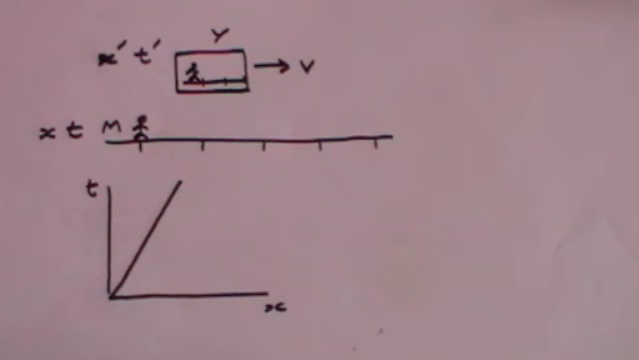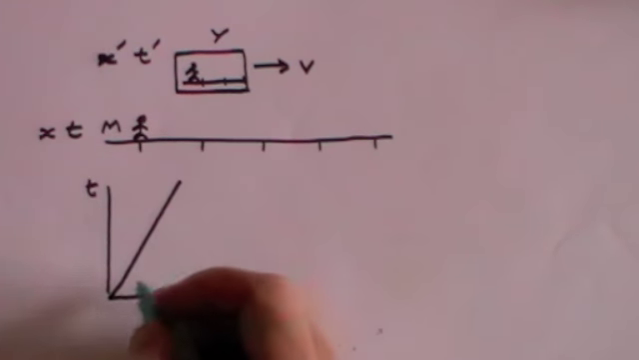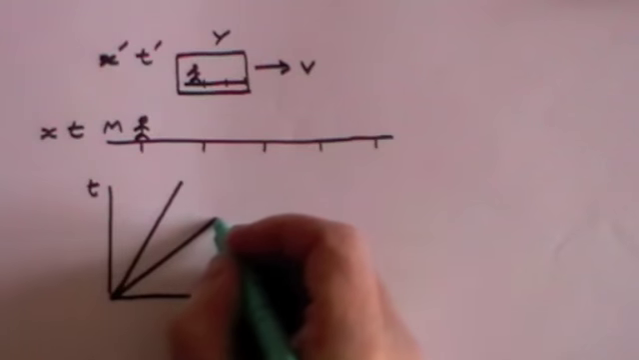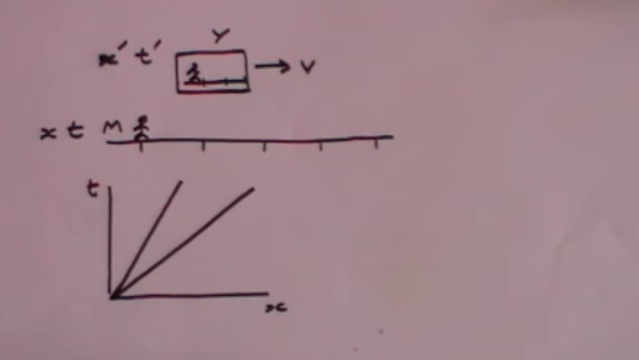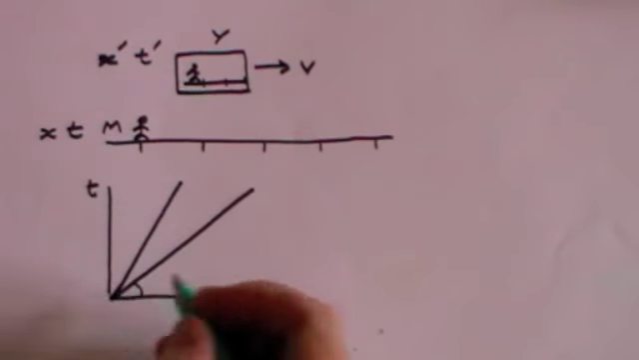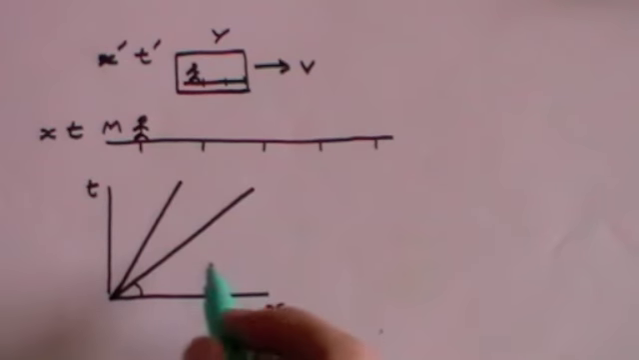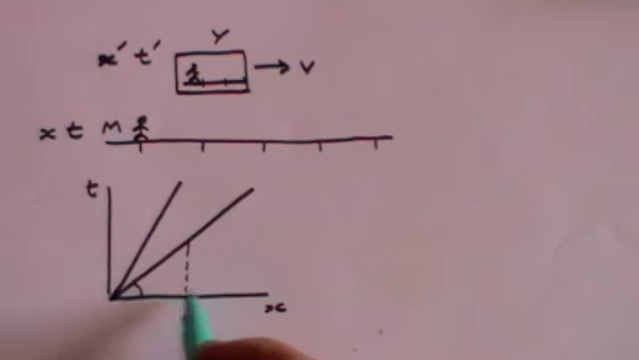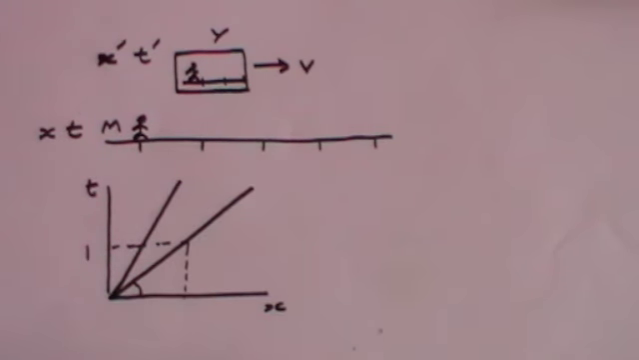I could incidentally also measure the speed of light. That will be c. By convention, we tend to draw the speed of light at an angle of 45 degrees. But the point about this is that the scale has to be such that this is the speed of light. So, for example, if this is 1 second, then this has to be 3 times 10 to the 8th meters because light travels at 3 times 10 to the 8th meters per second.